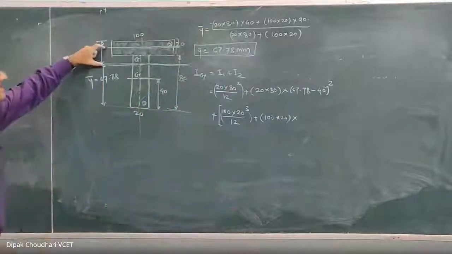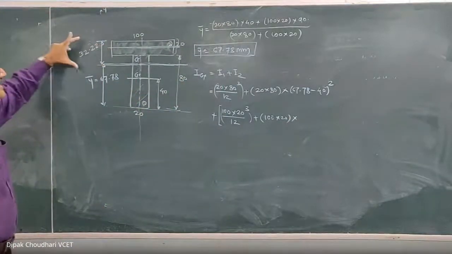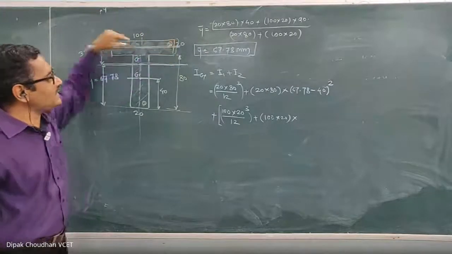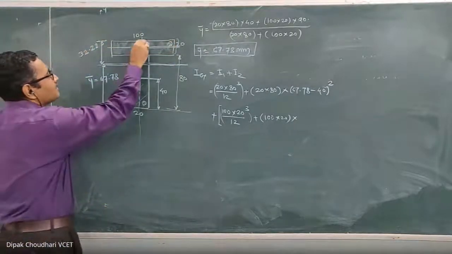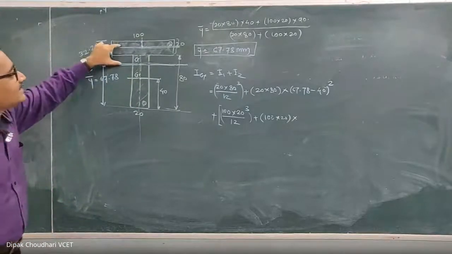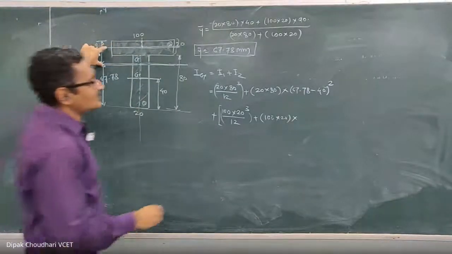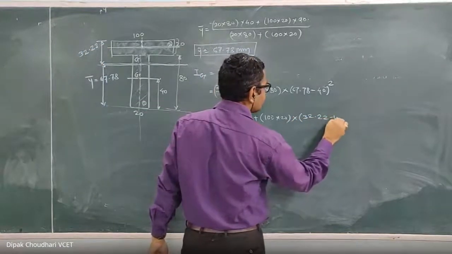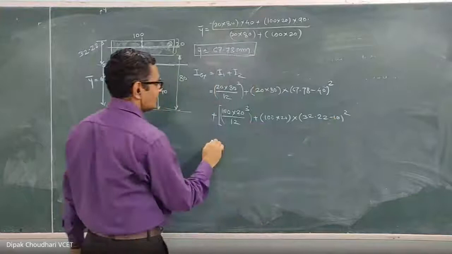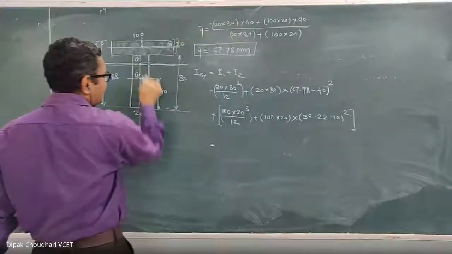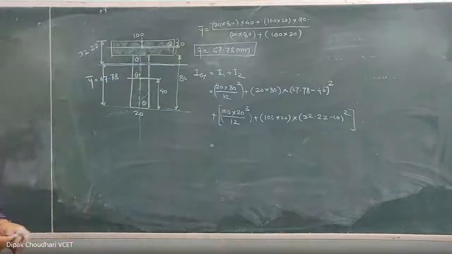Now how much is the distance between these two axes? Total is 20, so this will be 10 from the top. So 32.22 minus 10 gives the distance between the two. It is 32.22 minus 10, whole square. This becomes the moment of inertia of the entire lamina about the centroidal axis. Calculate and write the answer.